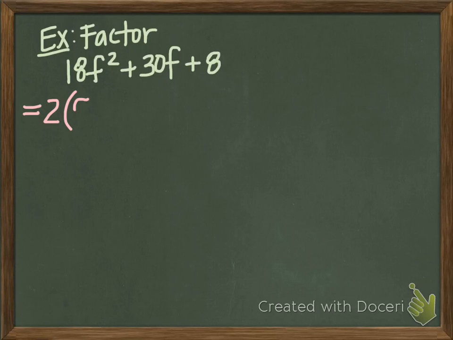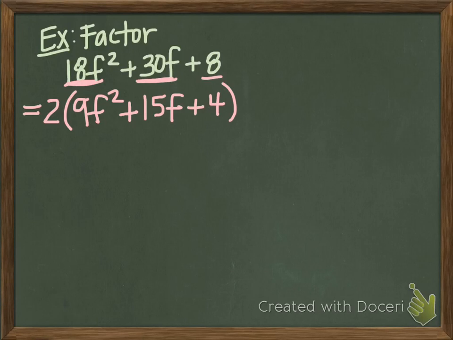2 times 9f squared makes 18f squared. 2 times 15f makes 30f. And 2 times 4 is going to give me the 8. Make sure I did that right. Awesome. Okay, step 2, you're going to identify your A, your B, and your C.